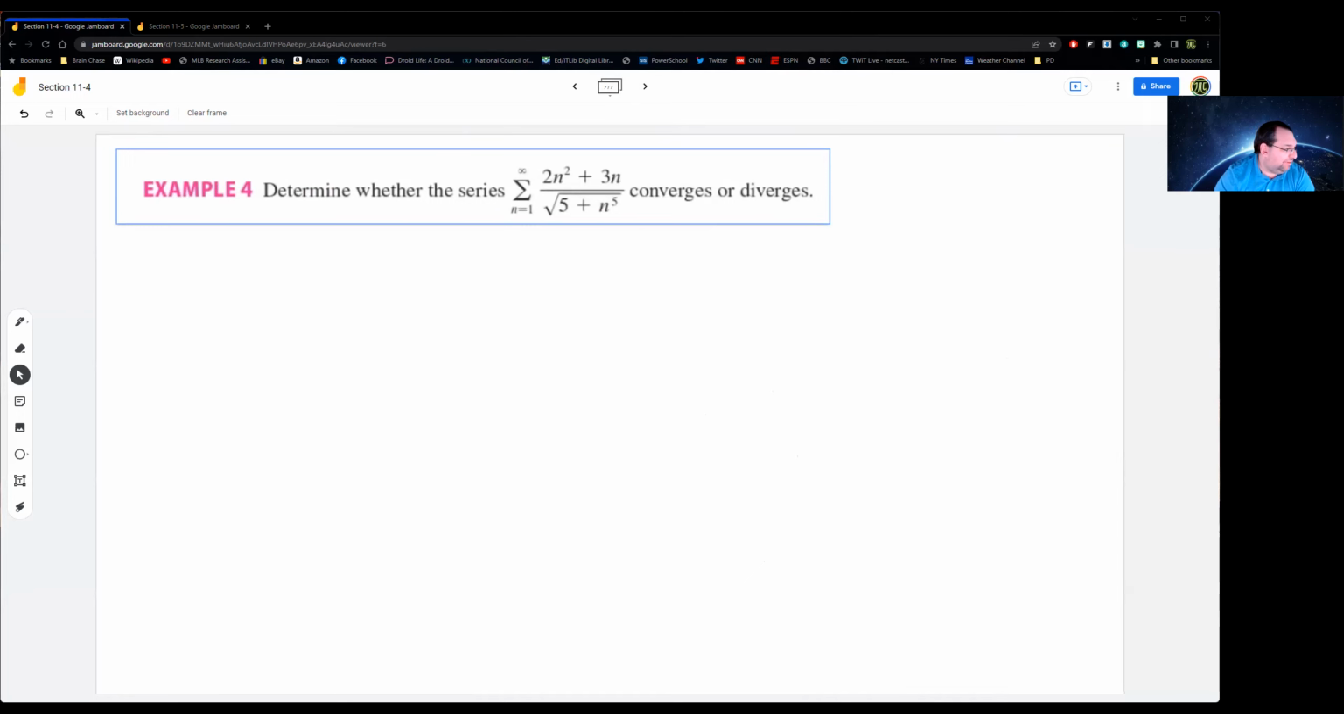Trying to find a limit comparison test that doesn't work in their examples, my odds are they're not going to give me an example that does that.